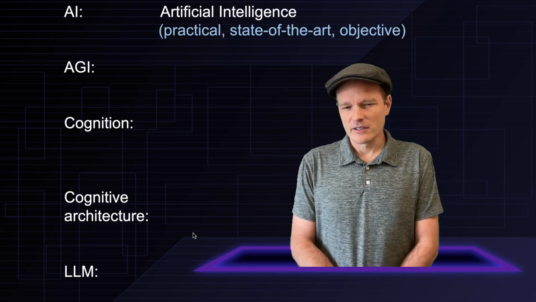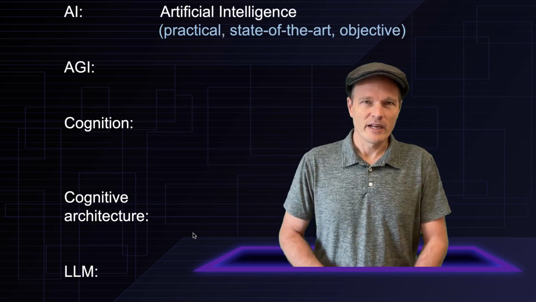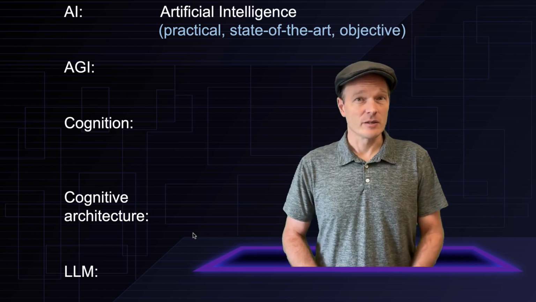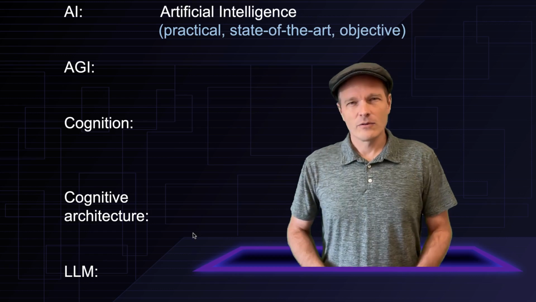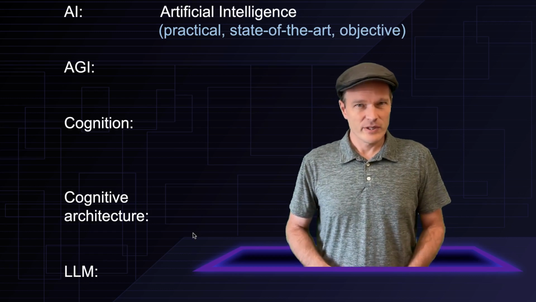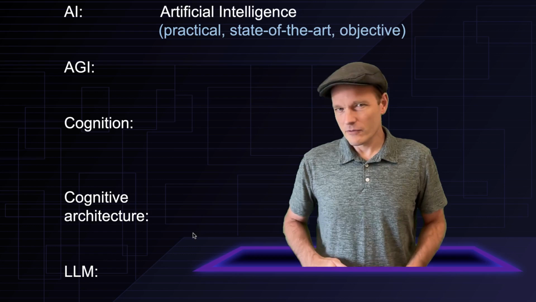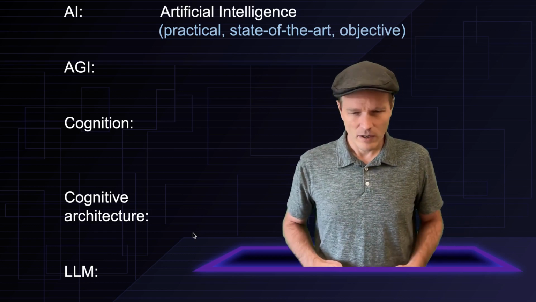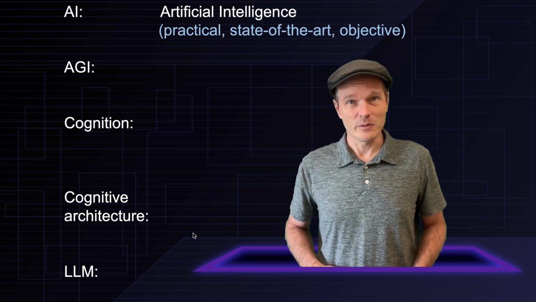In general, artificial intelligence is a rather practical domain. It tends to focus on seeking state-of-the-art methods for solving challenging problems. It's also a fairly objective domain of study, by which I mean it's all about the measurements. In artificial intelligence, it doesn't matter how long you've been studying or how many degrees you have. All that matters is how much accuracy you can obtain.